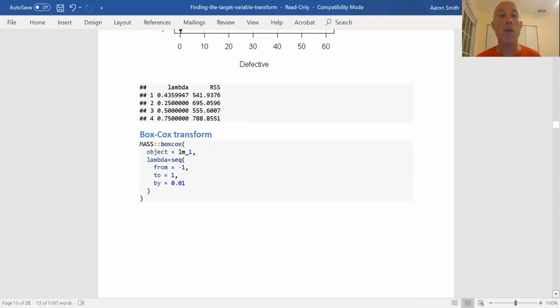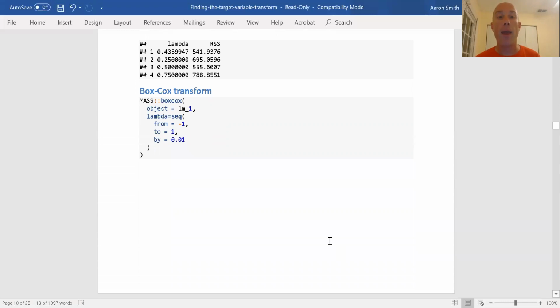Now let's do the Box-Cox transform. And here we're going to be doing plots. So we're going to have a whole bunch of lambda values. Now here you'll notice I have a lot more lambda values for this than I had previously on the inverse response plot.